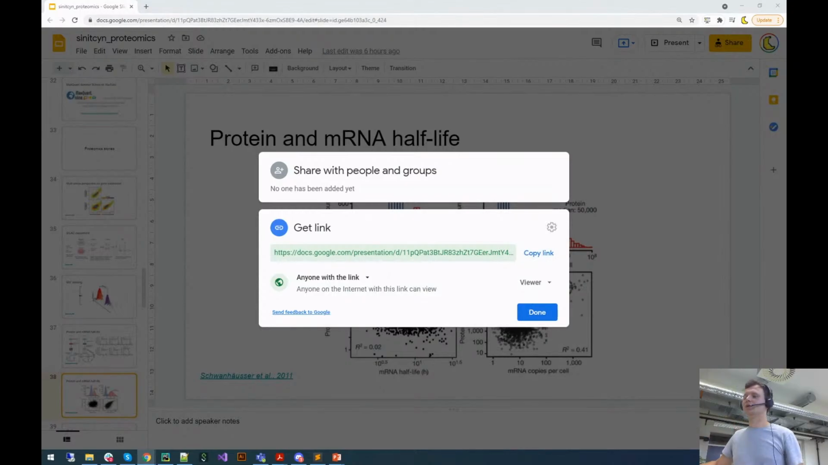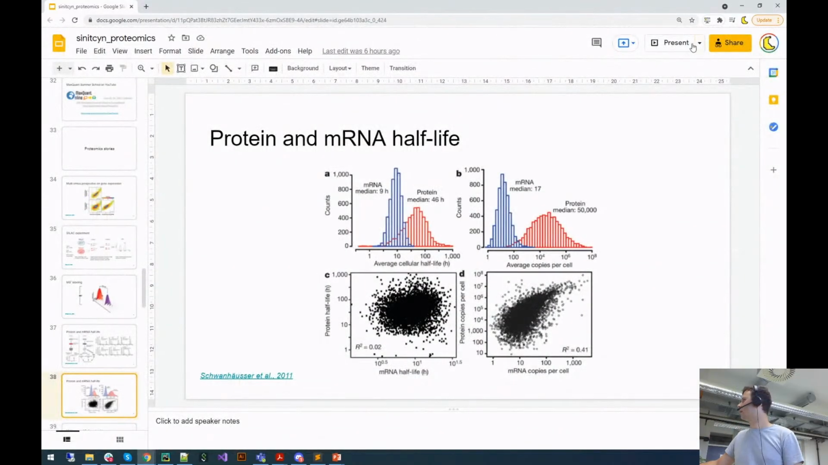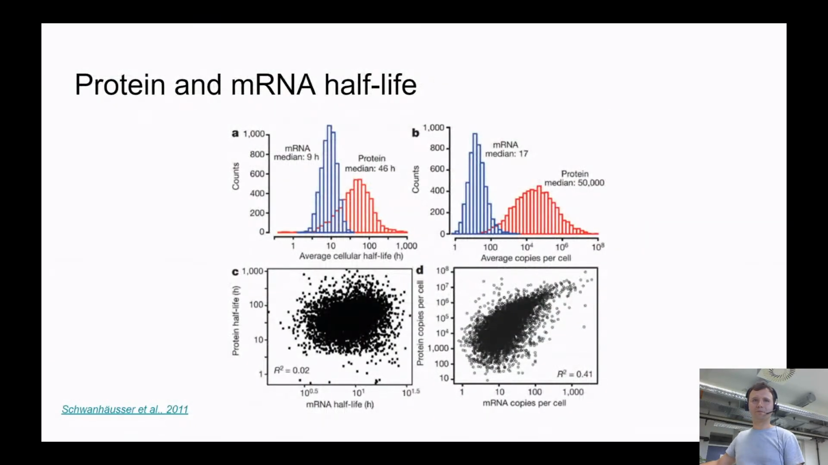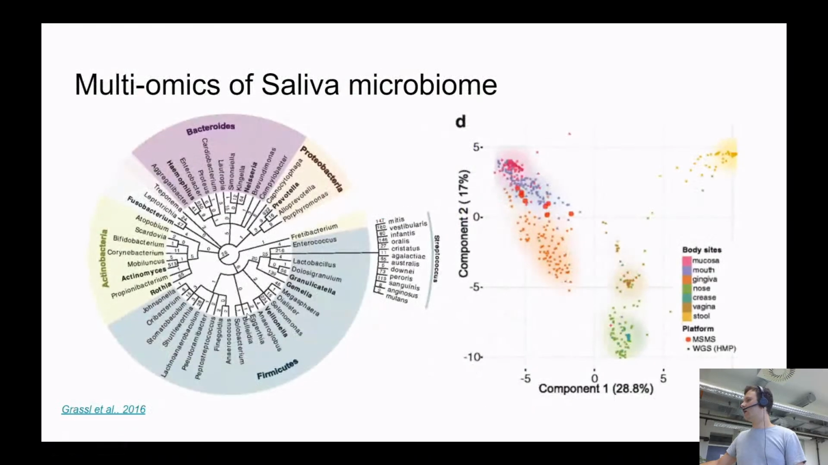You can use it later, and I will post it once more. Okay, cool. Protein and RNA half-life: an incredibly cool method. I saw many articles related to this method. It's incredibly powerful. Again, if you have some questions, feel free to ask.